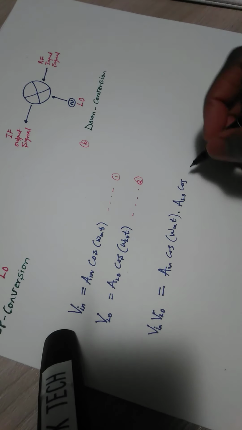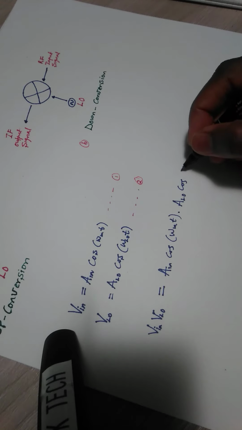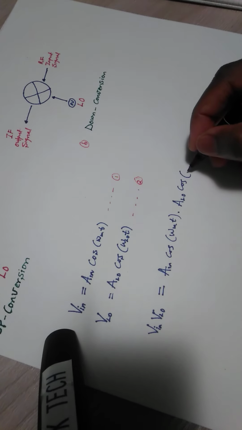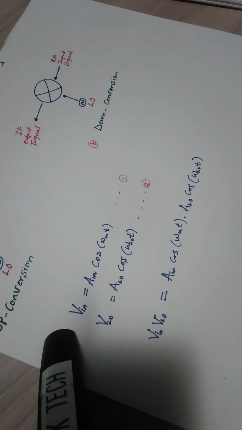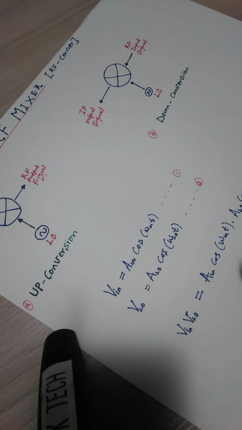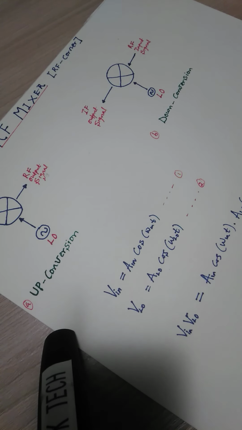cos(ω_IN t). Yeah, we have this one. So when we do this operation mathematically, what do we have?